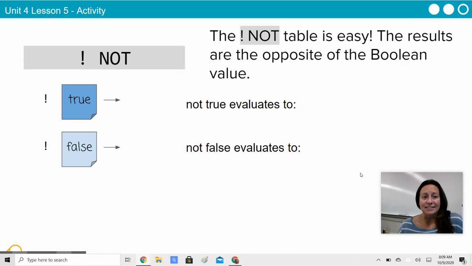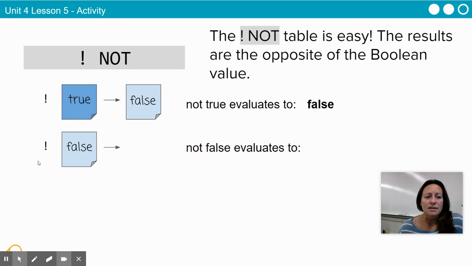The not table is easy. The results are just opposite of the Boolean value that you put there. Not true equals false. Not false equals true. Not just reverses the logic.